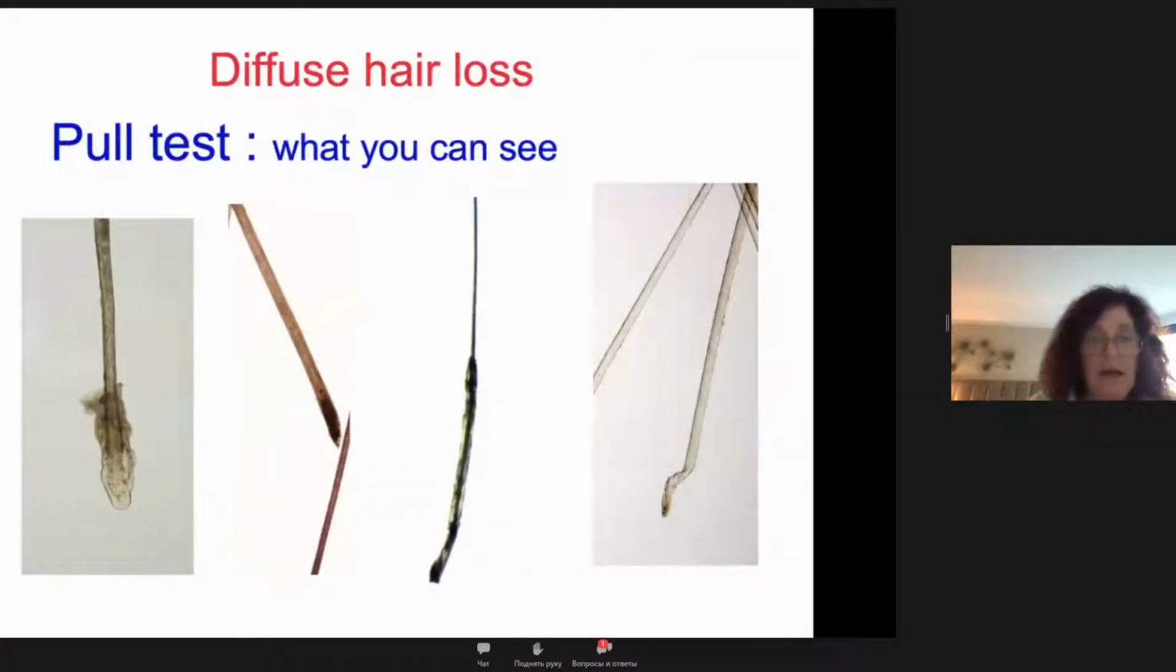Here you see the different types of roots that you can see under the microscope. So this is a telogen root. You see the telogen sac, but this is a completely different root. This is a dystrophic anagen root. And this is an anagen root with sheaths. So you can see different types, and we're slowly distinguishing what they mean.